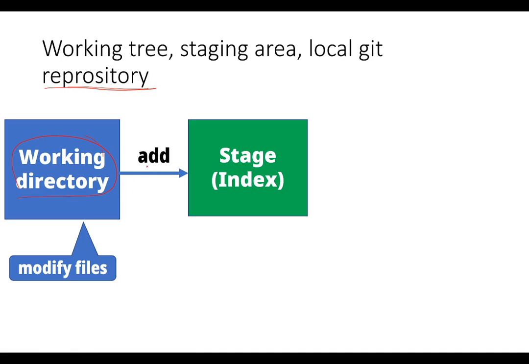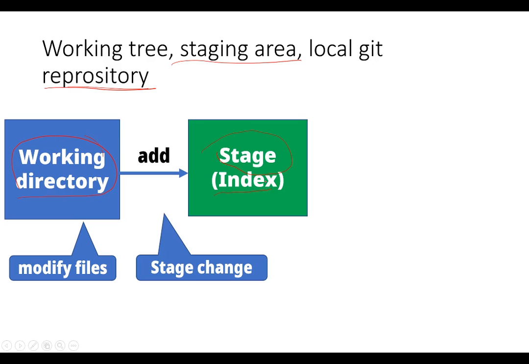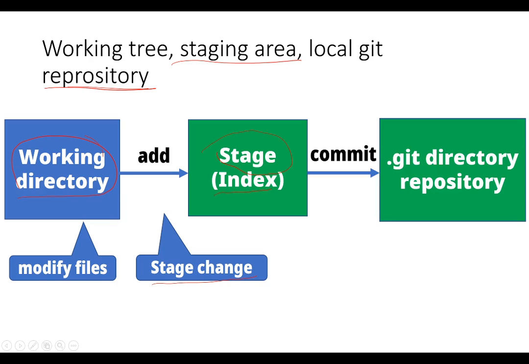Then you will add these changes to a stage area. Stage is also called index. This is called a stage change, making changes to the stage area. Finally, you should use the commit command to move these staged changes to the Git directory, also called the Git repository.